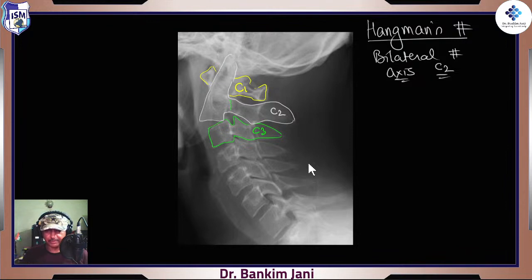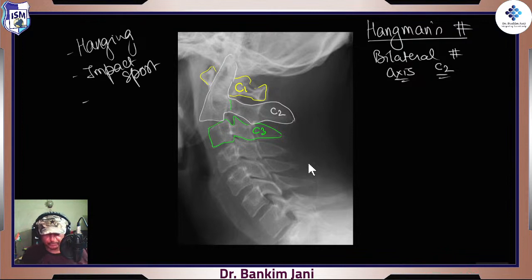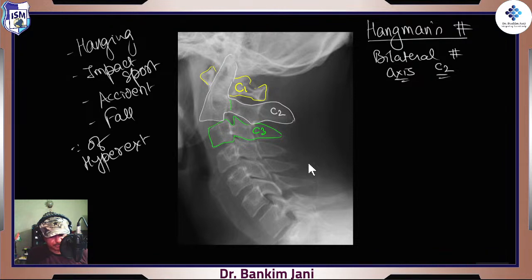These things occur because of hyperextension. Initially there is flexion and then there is hyperextension, done with a jerk. Especially in boxing, or any of the impact sports, Muay Thai, kung fu, martial arts, when a punch comes on the face, the entire head goes back. It is like hyperextension. So whether it is hanging, an impact sport, or accidents, like a high-impact car crash where the head goes back, or a fall, in all these cases, because of the hyperextension, the entire impact comes on the C2.